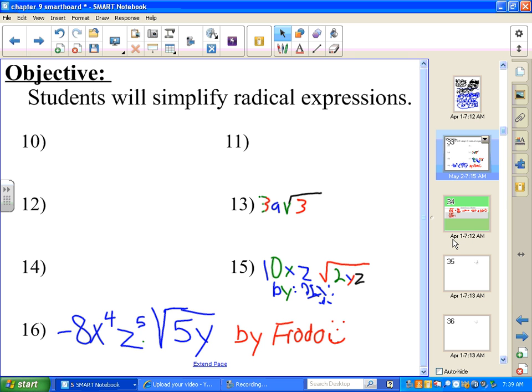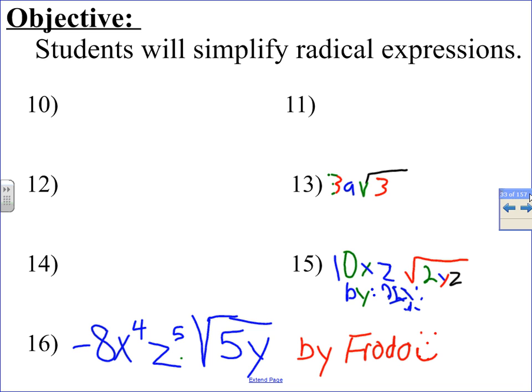Okay, our objective today is to continue simplifying radical expressions. There is an extension to this lesson that I would like to do today, but I need to see how you did on homework and how you're doing with perfect squares. Okay, so before we start, Donatus, what's the square root of 121?